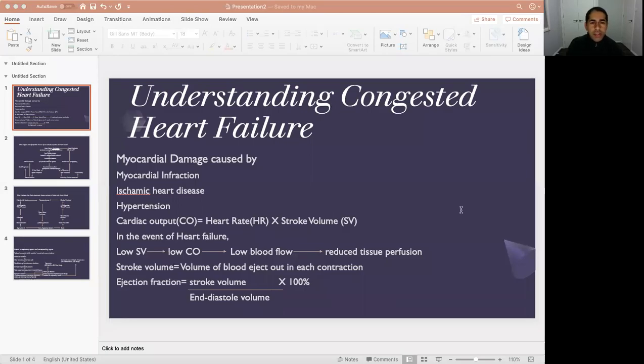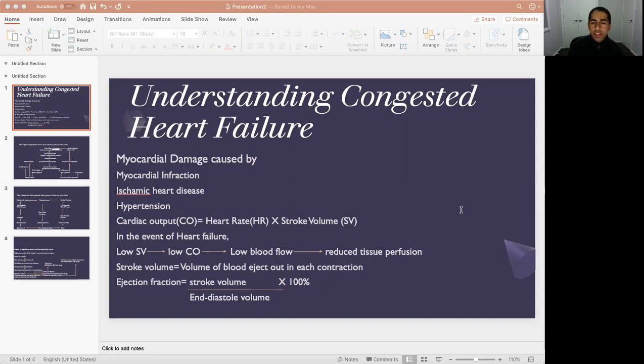In the given case study, Mrs. Brown has a history of heart failure, a condition described as reduced contractility of the left ventricle due to myocardial tissue damage. This can be caused by various underlying problems, including myocardial infarction, ischemic heart disease, and hypertension. In the event of heart failure, cardiac output falls significantly due to the reduction in stroke volume. The stroke volume is defined as the volume of blood pumped out by the ventricle in each contraction. As a result, less blood will be ejected from the left ventricle to the aorta in each contraction.